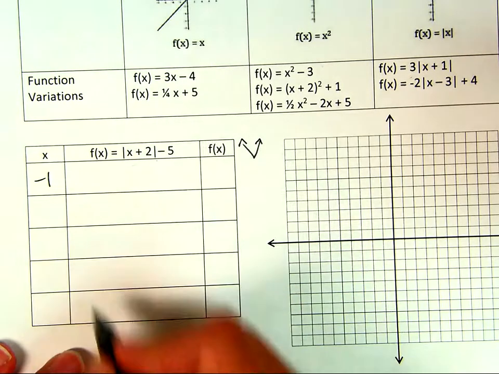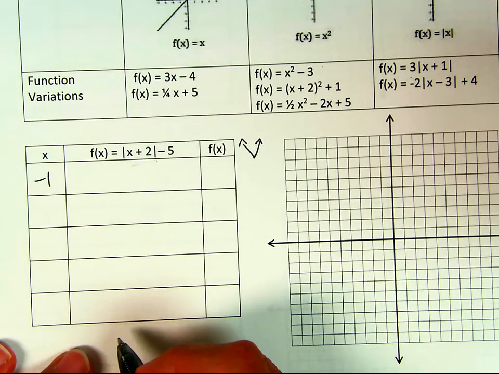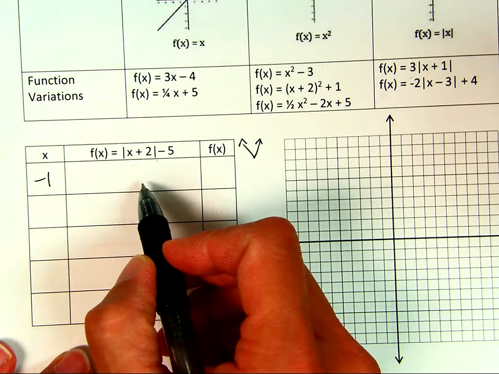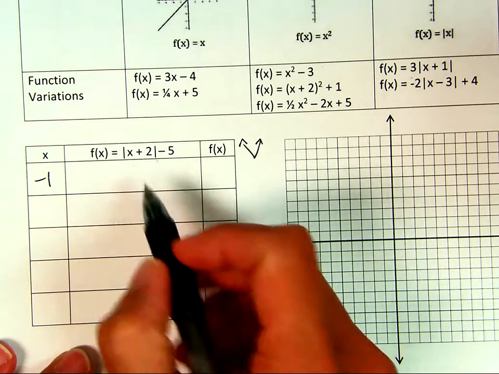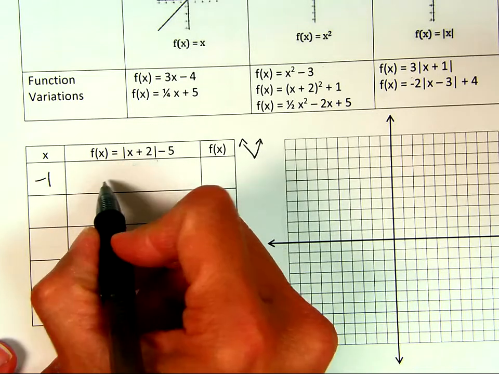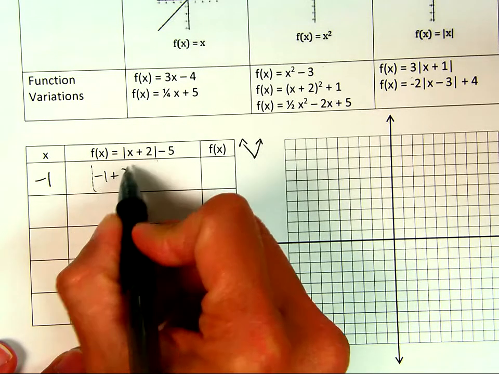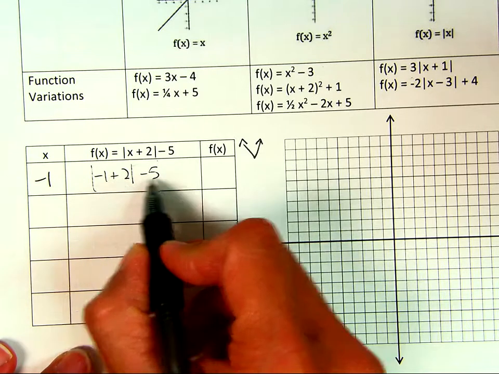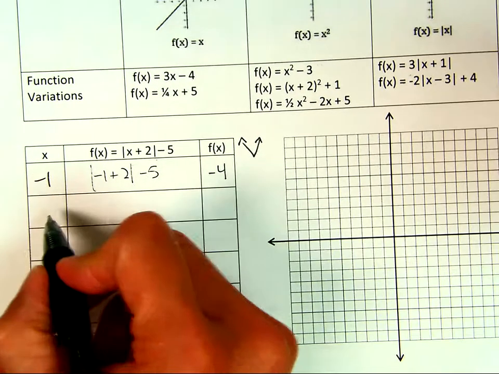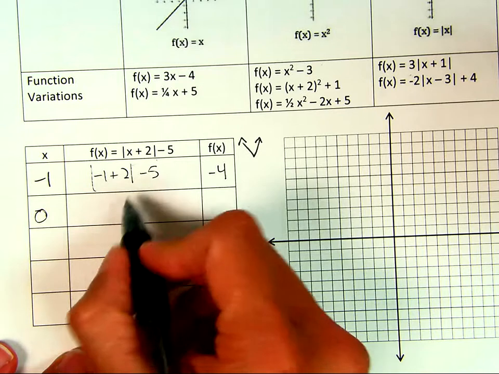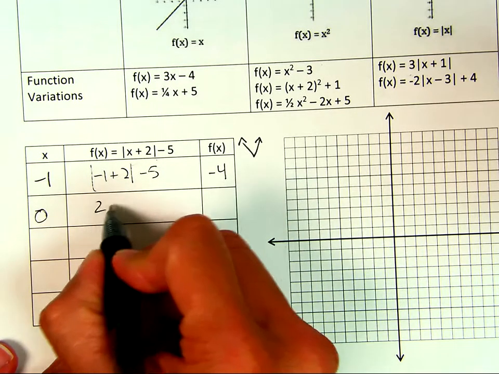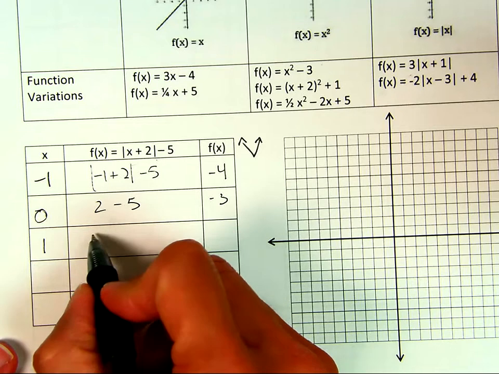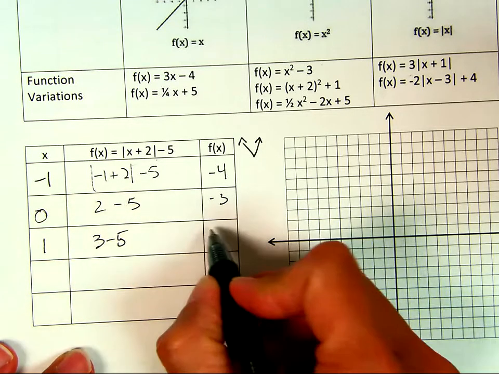So some people just start with -1. As you go on, you'll realize that whatever makes this inside 0 is going to be your vertex. But I just want to show you what happens here. If I put a -1 in there, -1 plus 2 is 1, minus 5. So that's 1 minus 5, because the absolute value of 1 is 1, is -4. And if I put a 0 in there, I get 2 minus 5, which is -3. If I put a 1 in there, I get 3 minus 5, which is -2.